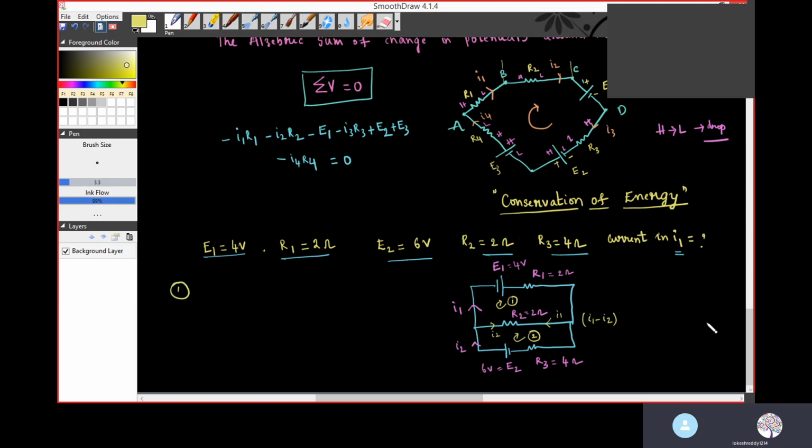Now for loop 1 we will write the equation. For loop 1 we will start here and I will end up here. So this is low and this is high, so low to high, plus, potential gain. Low to high jumping means potential increased, gain. So I will write plus E1 for loop 1.